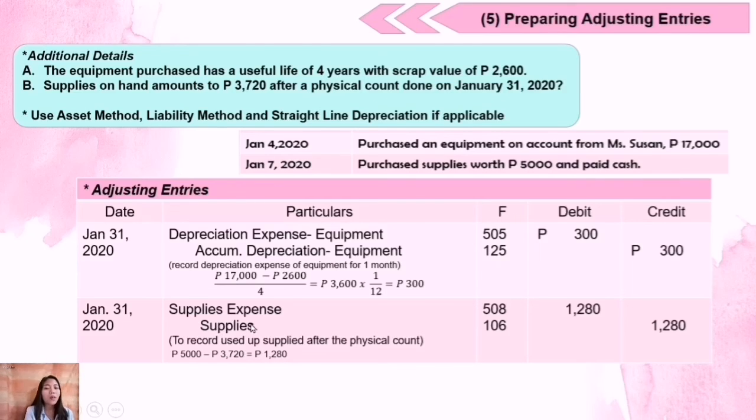That's why we will use supplies expense because it is a portion of supplies that were used, 1,280, and we have to credit supplies since supplies has a debit normal balance. If it increases, debit supplies. If it decreases, credit supplies. So that is the adjusting entries.